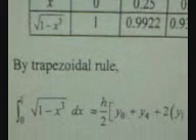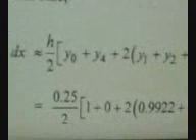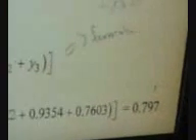So by using the trapezoidal rule formula, which you can find in the formula book, page 20: h over 2 times (y0 plus y4 plus 2 times (y1 plus y2 plus y3)) equals 0.25 over 2 times (1 plus 0 plus 2 times ...). And all the way, the answer you get is 0.797. So that's how the trapezoidal rule is used.